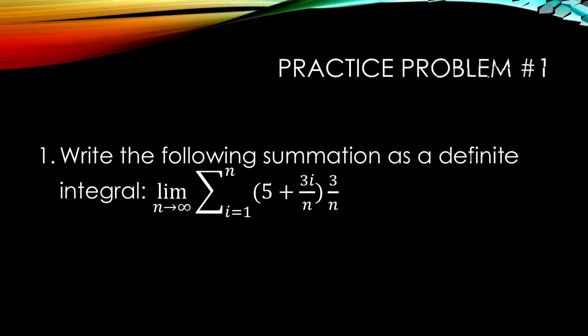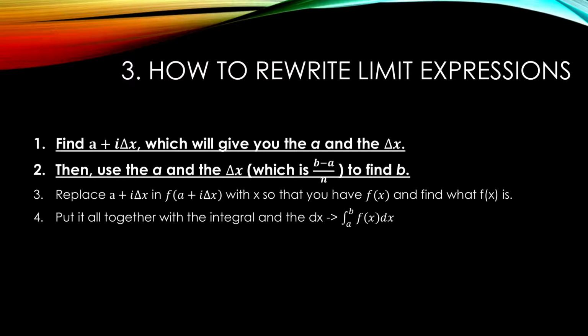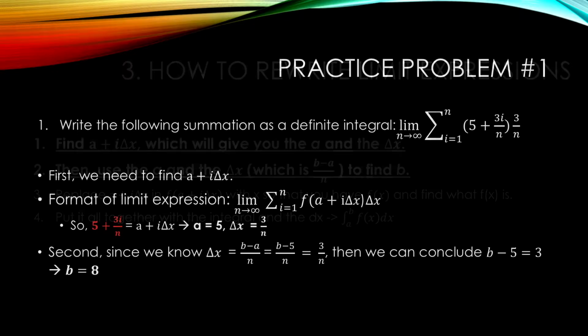Our first practice problem is, write the following summation as a definite integral. So let's go back to those 4 steps we just looked at. The first ones are, we have to find a plus i times delta x, and then we have to use what we found to find b. This would make more sense in the example, so let's go through it.